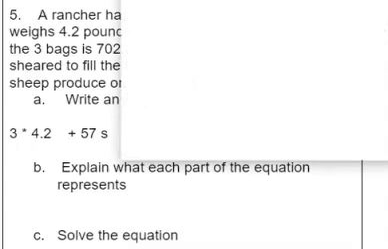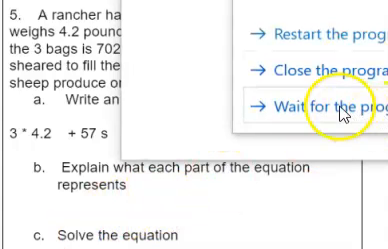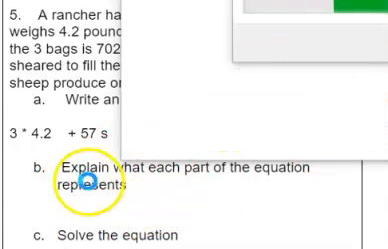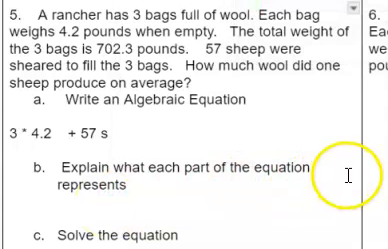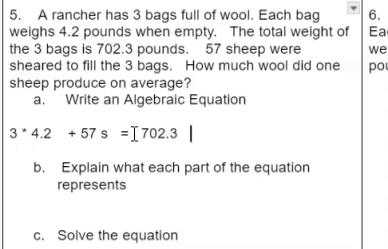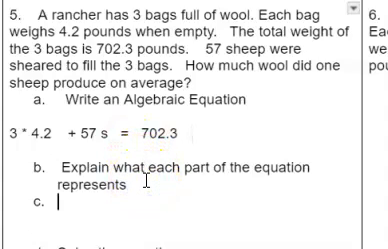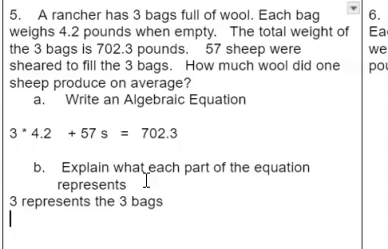And again, you can use any variable you want for that. Doesn't really matter which variable you feel like using. And that gives you a total of 702.3. What each part of the equation represents. The 3 represents the 3 bags of wool, full. The 4.2 is the weight of the empty bag, weight of 1 empty bag.